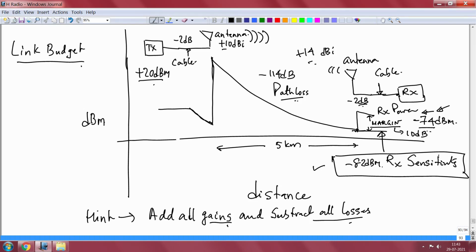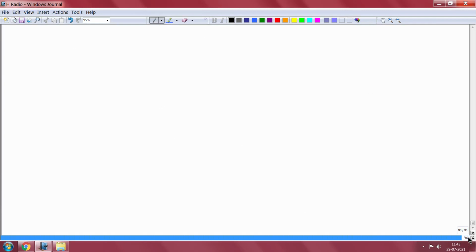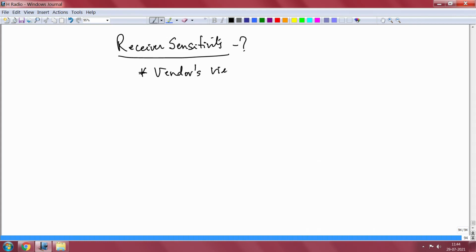Still I have not defined many terms, I am sure there are a lot of questions in your mind. We will answer them as we go along, and I will show you something more. For example, I have not even formally defined what receiver sensitivity is. I only drove you by an example and showed you the actual meaning of this word receiver sensitivity, and what the vendors' views are. Vendors' views on this is something that we will have to look up as we go along.